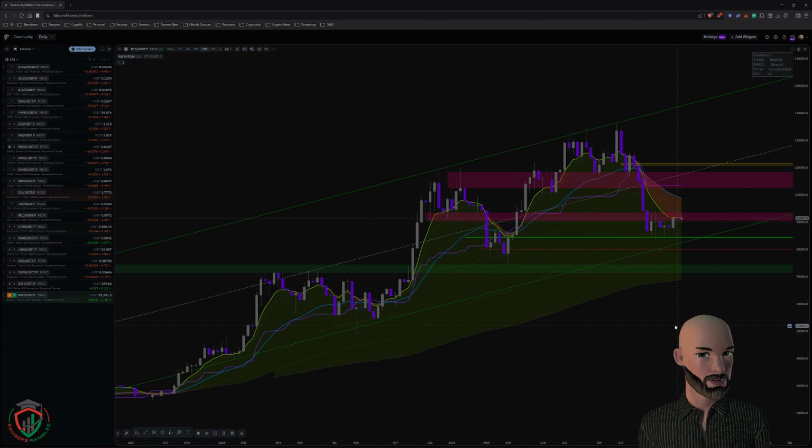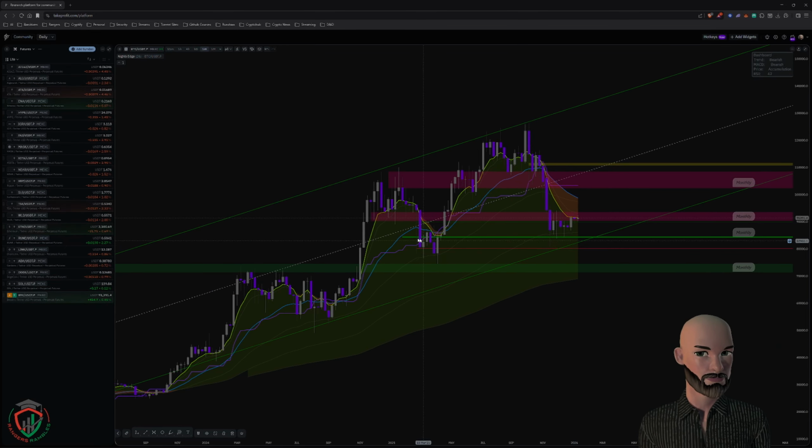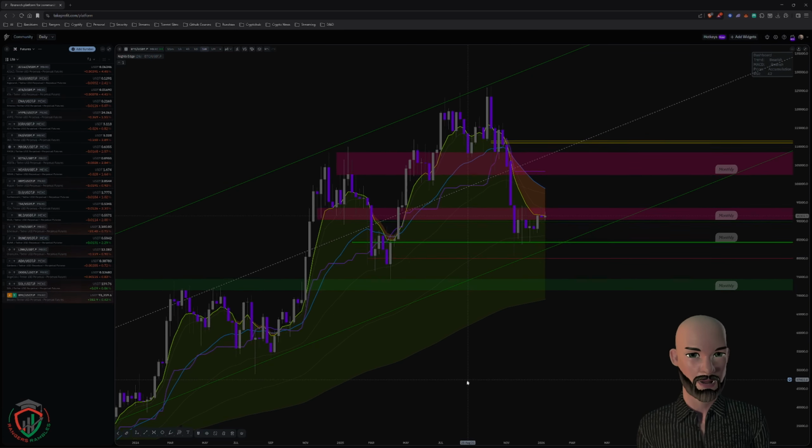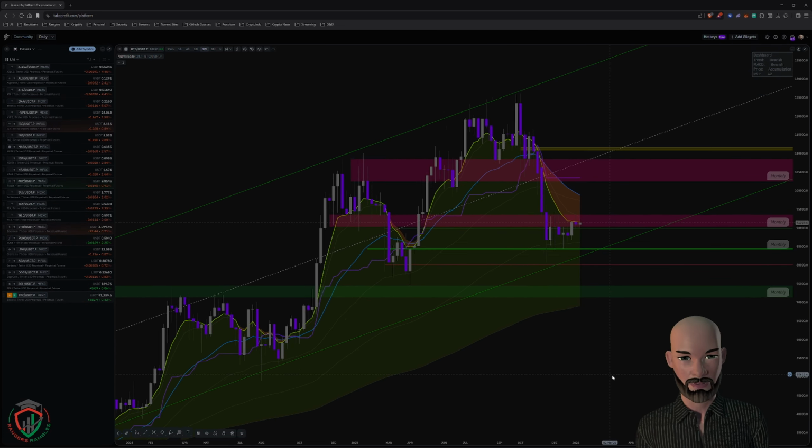Weekly, let's have a look. So previously when we bounced off this area, we've gone quite high. This time it's only elongated wicks, long wicks, should I say. I'll just minimize that, that's frustrating me. Let's have a look.